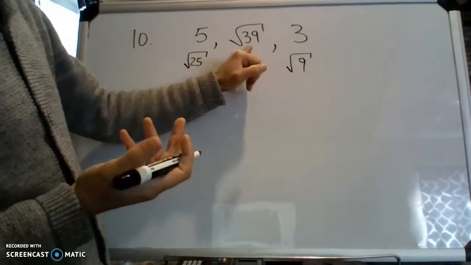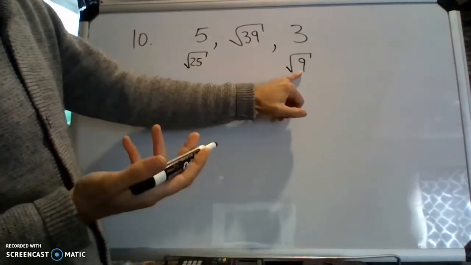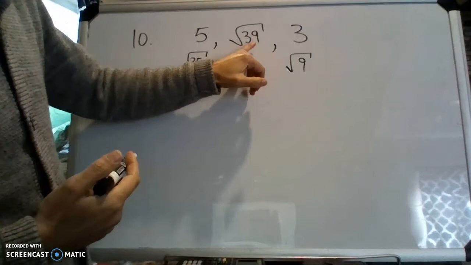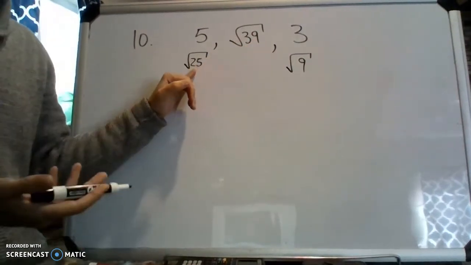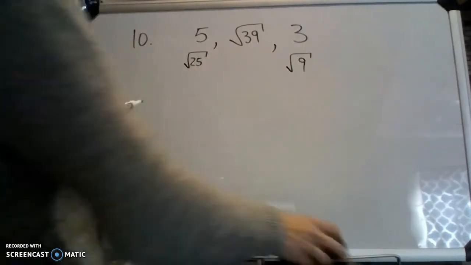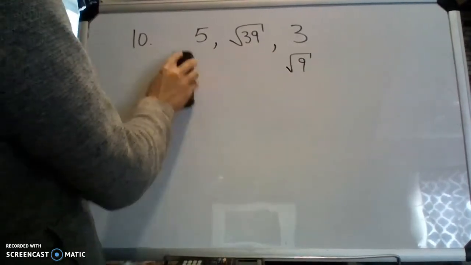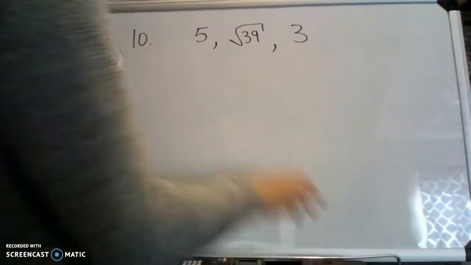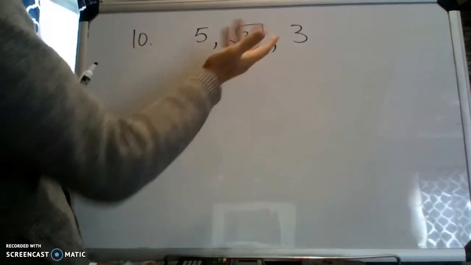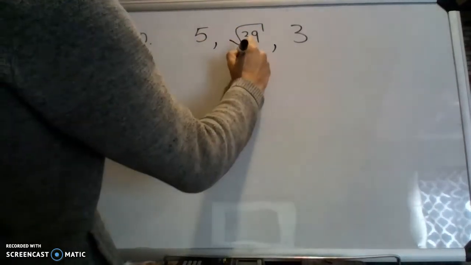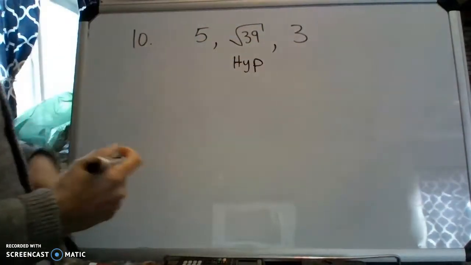Clearly the square root of 39 should be bigger than the square root of 9. And the square root of 39 should also be bigger than the square root of 25. So that's a couple different ways that you can use to compare numbers that are not in the square root to numbers that are in the square root. All right, so this one comes out as being the largest value.